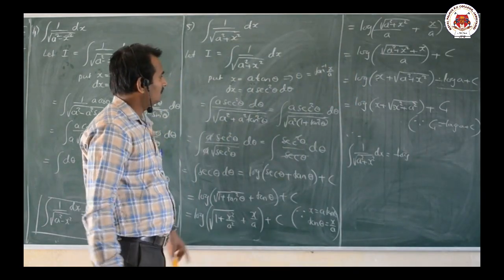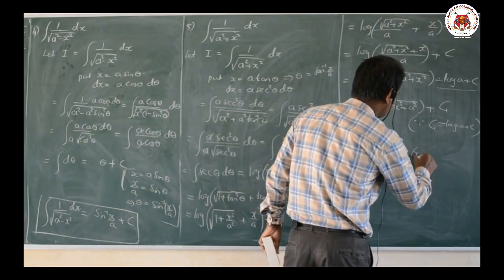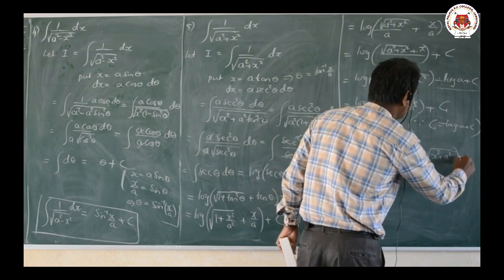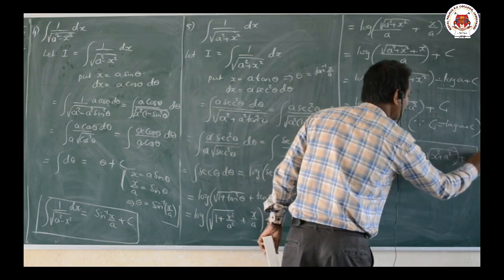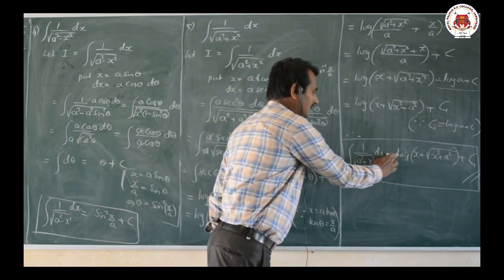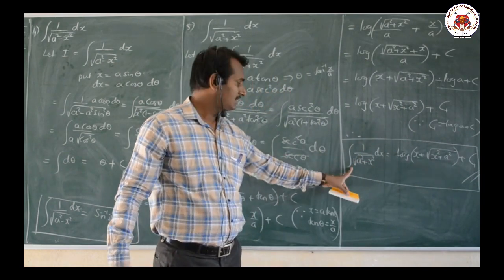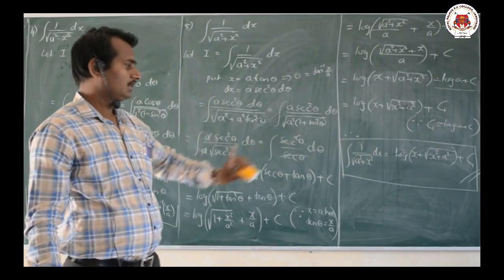So here it is: log of x plus root of x square plus a square, plus an integral constant c. That is your required result here. The formula to find the value for integration of 1 divided by x square plus a square, or a square plus x square, both are the same.